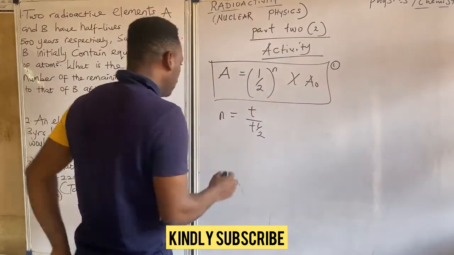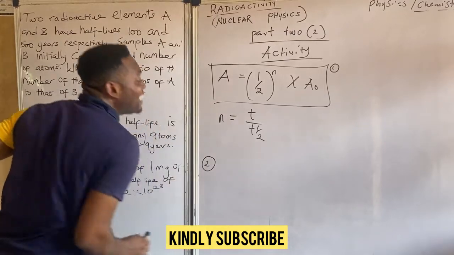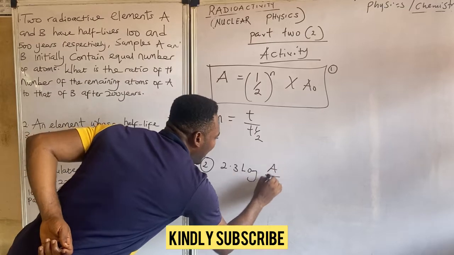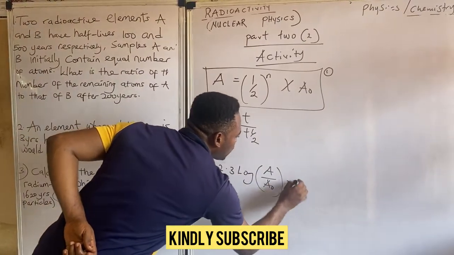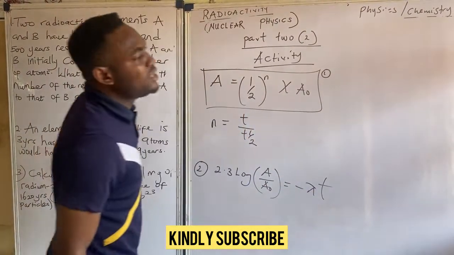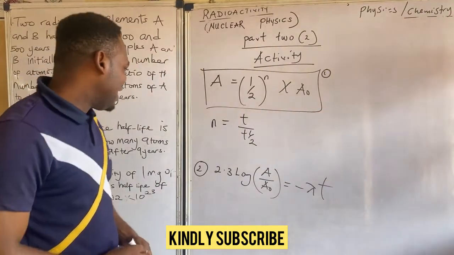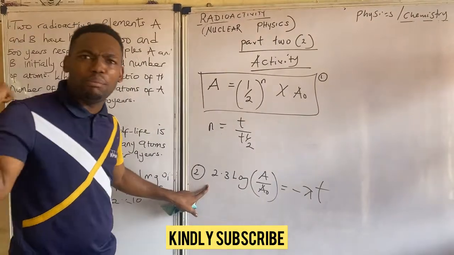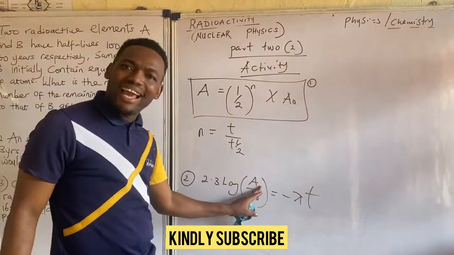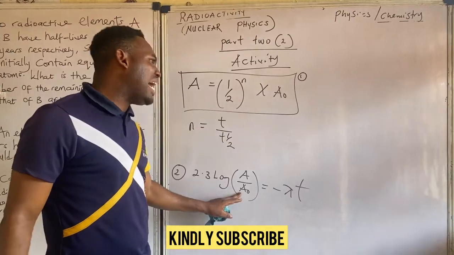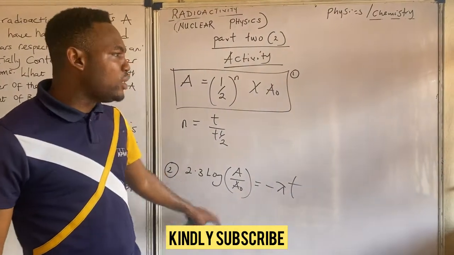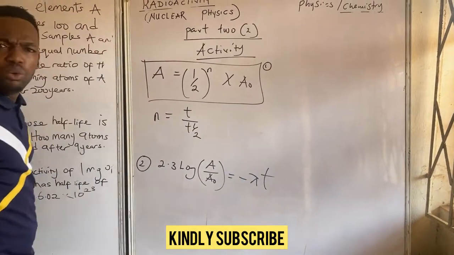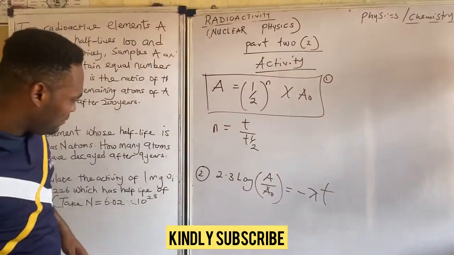What about formula 2? I can write formula 2 as 2.3 log A over A naught will be equals to minus lambda what now? T. Very, very important. It means that activity behaves like number. Just like we saw in number, I just remove the N there and place A. I remove the N naught and place A naught. So it means that activity behaves like number when we solve calculations in radioactivity.